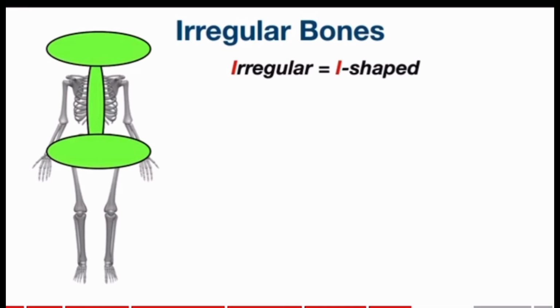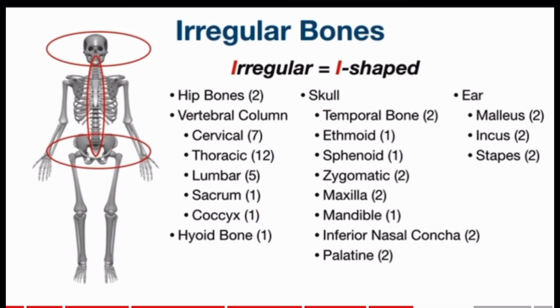The irregular bones include the hip bones, vertebrae, and hyoid bone, which is in the neck. The number of vertebrae shown is for an adult. Remember, most people are born with 33 vertebrae, and then the 5 sacral and 4 coccygeal vertebrae fuse by adulthood to form the sacrum and coccyx.